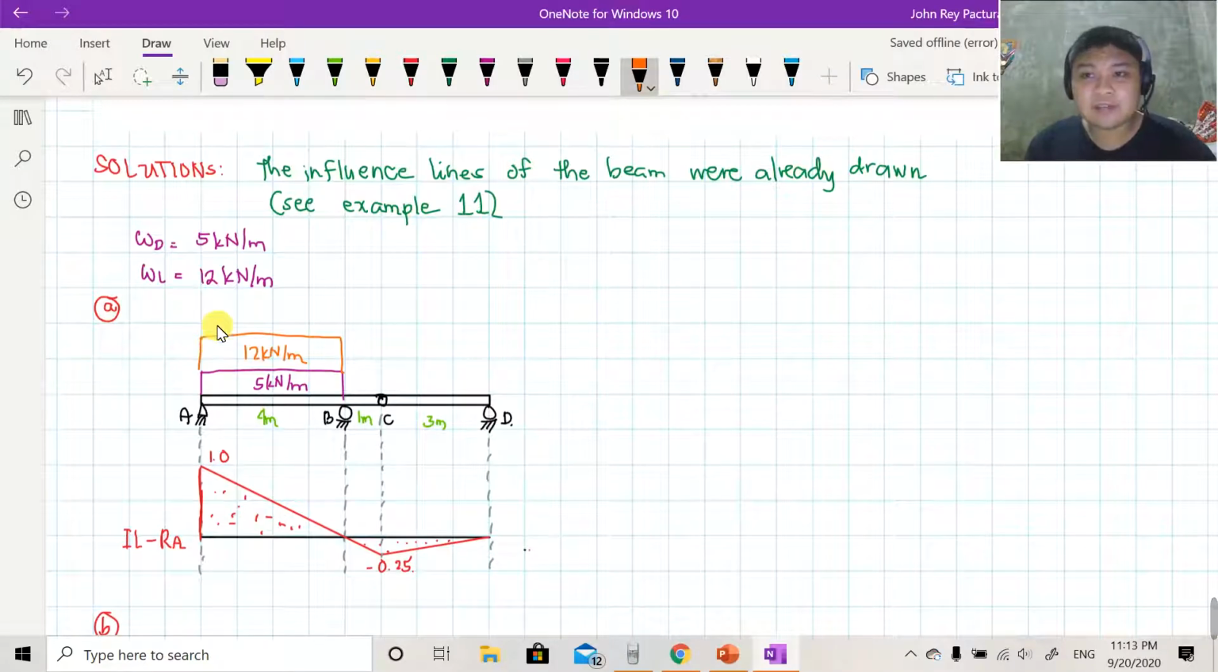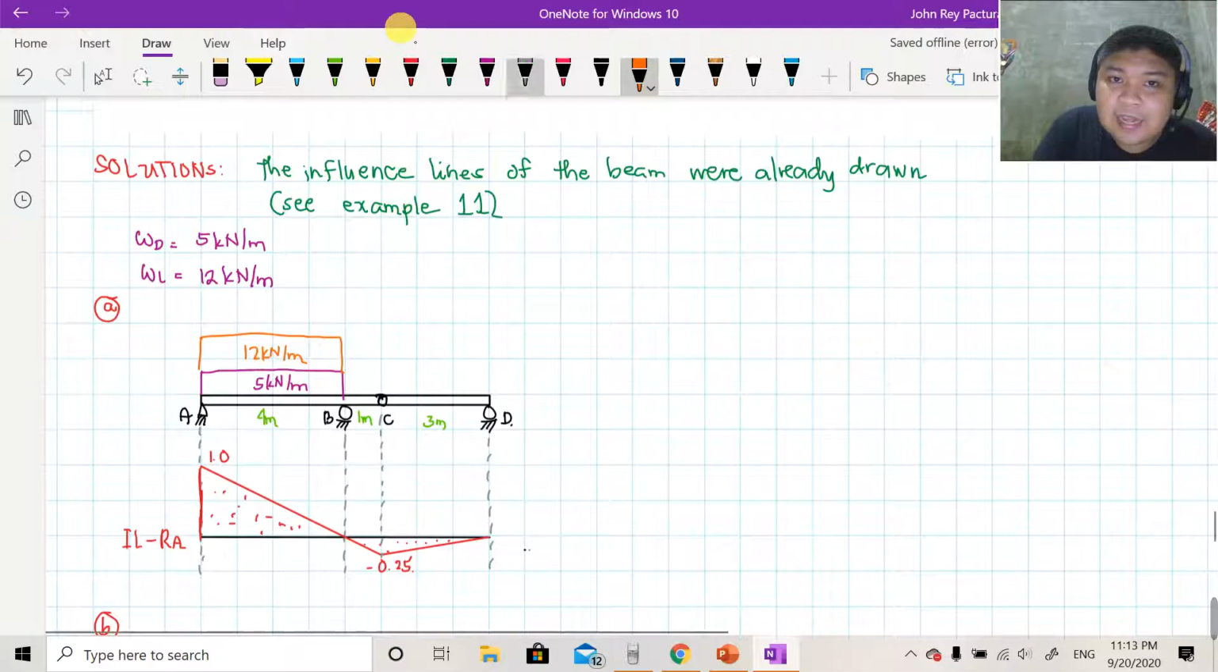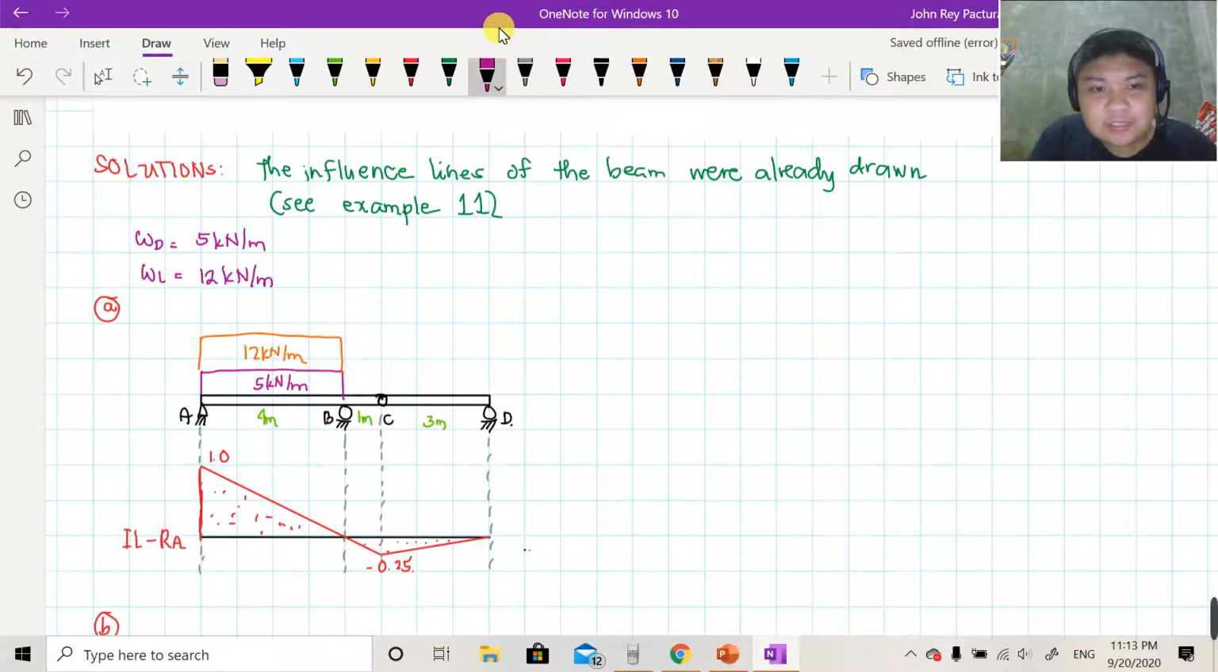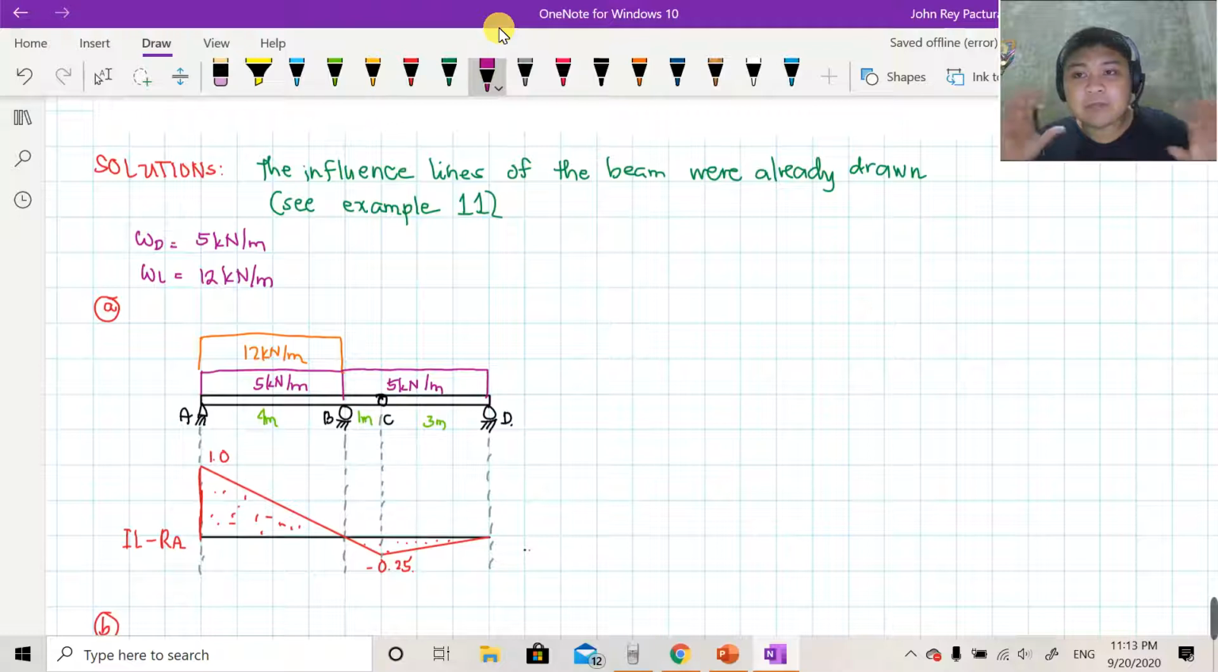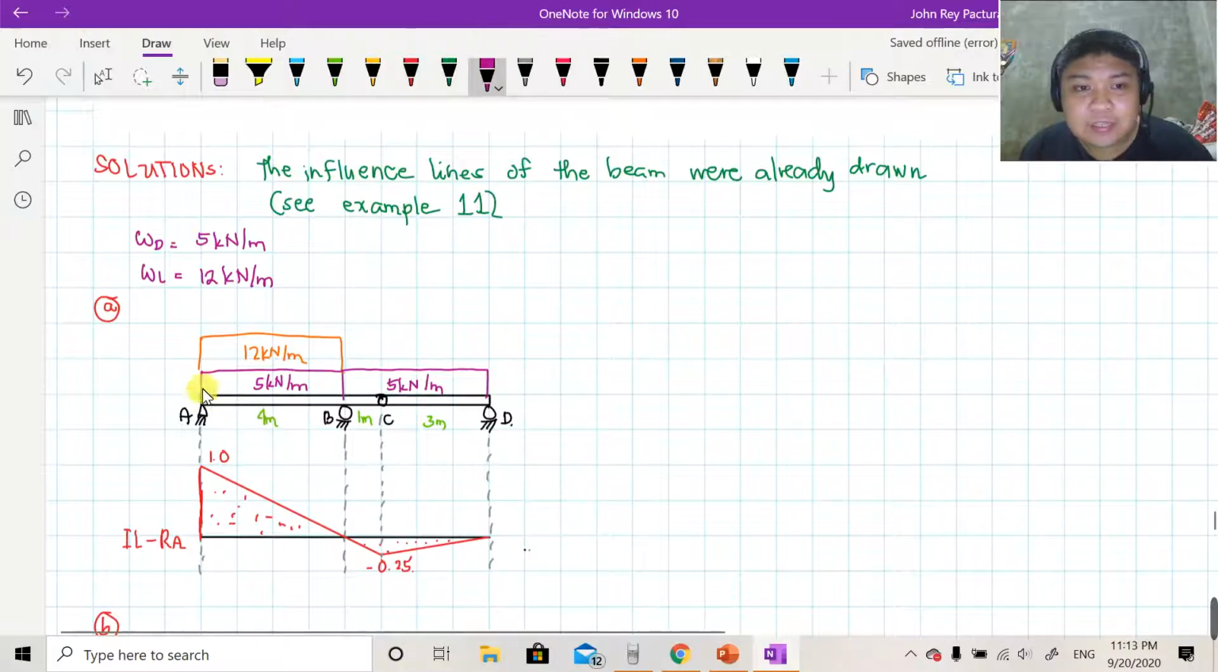However, class, kapag gumagawa ka ng analysis for the influence line, i-remind ko lang kayo that this 5 kilonewton per meter is not a live load. So therefore, kung dead load siya, you have no choice but to apply that all throughout the structure. So gusto kong i-emphasize yun kapag may binigay na dead load class sa structure, dapat hindi ka pwedeng mag-select ng place kung saan mo siya ilulugar.